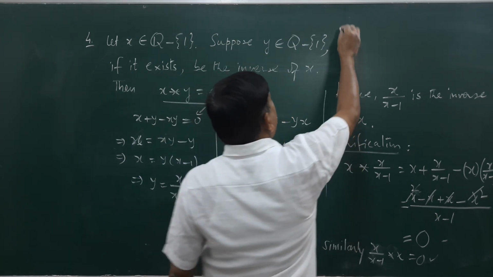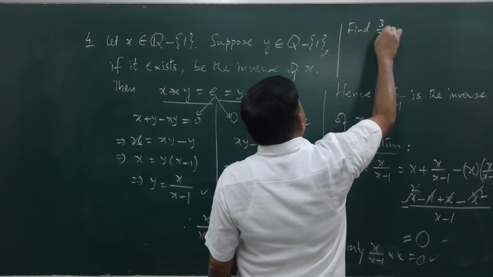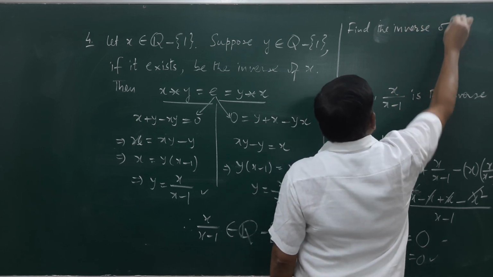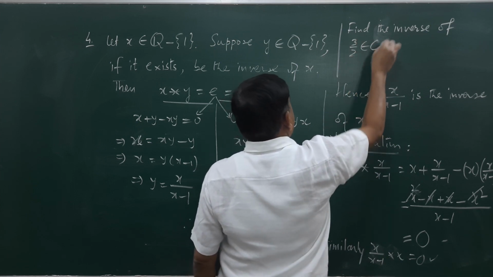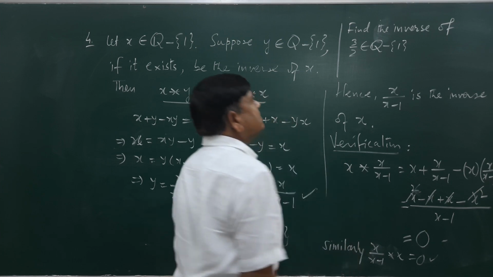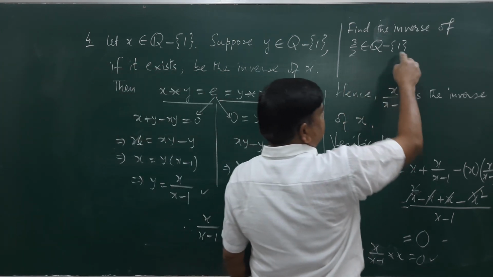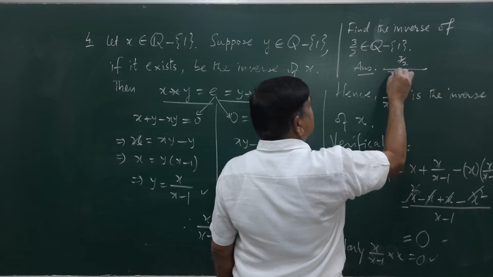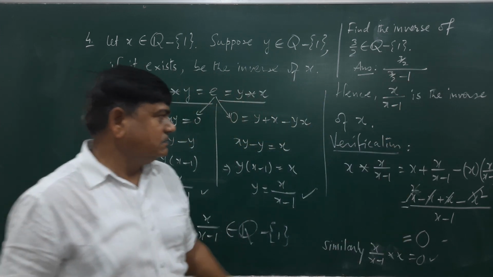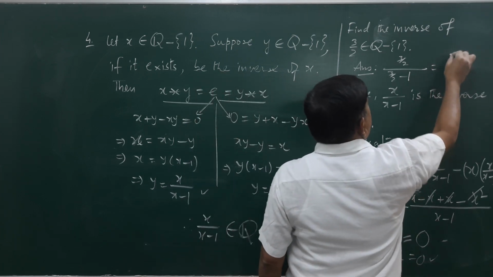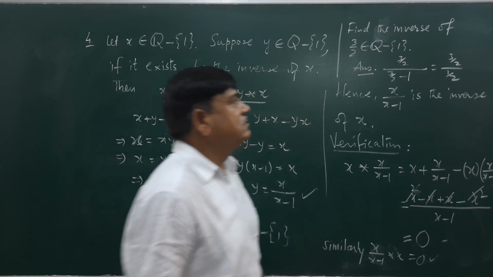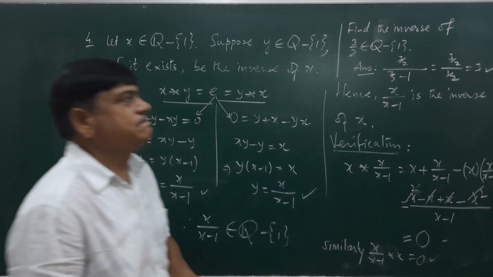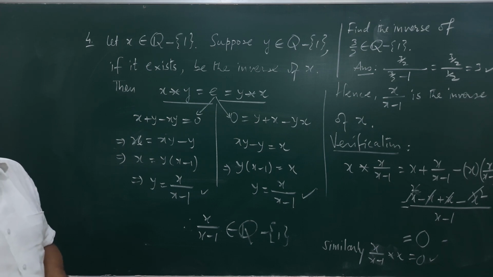So if I say find the inverse of 3/2, find the inverse of this. What is the answer? The answer is 3/2 upon 3 by 2 minus 1. x upon x minus 1. So it is 3 by 2 upon 1 by 2, since 3 by 2 minus 1 is 1 by 2. So this is 3. Okay.